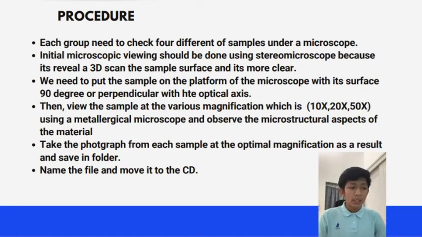Next step is to take the photograph from each sample at the optimal magnification as a result and save it in a folder. And the last step is to name the file and move it to the compact disk. So that's all for the procedure and also apparatus.